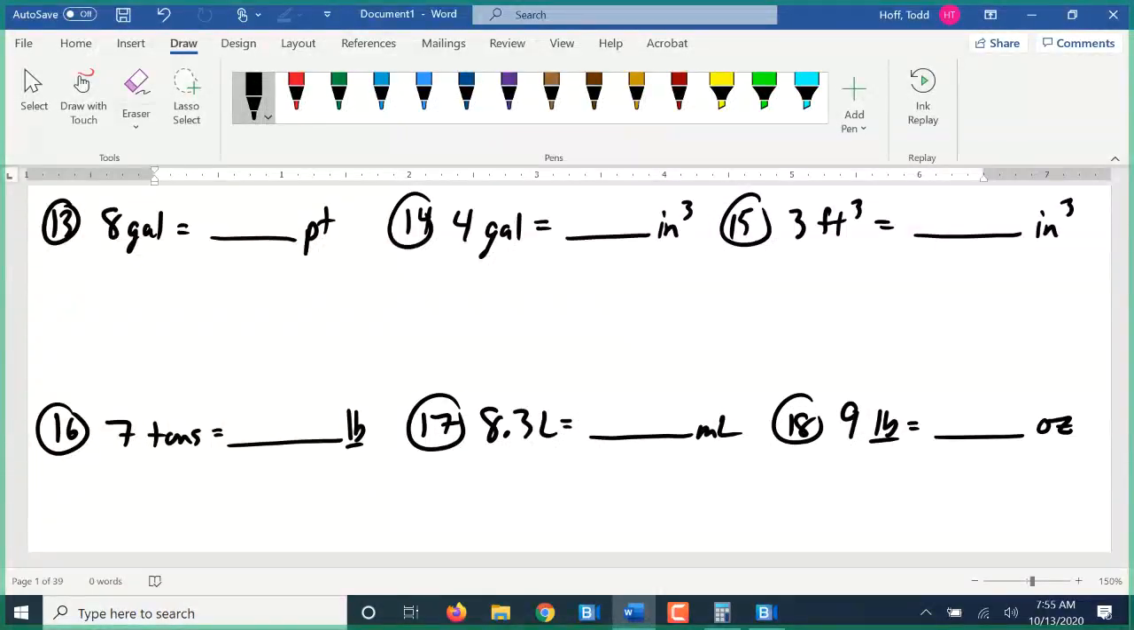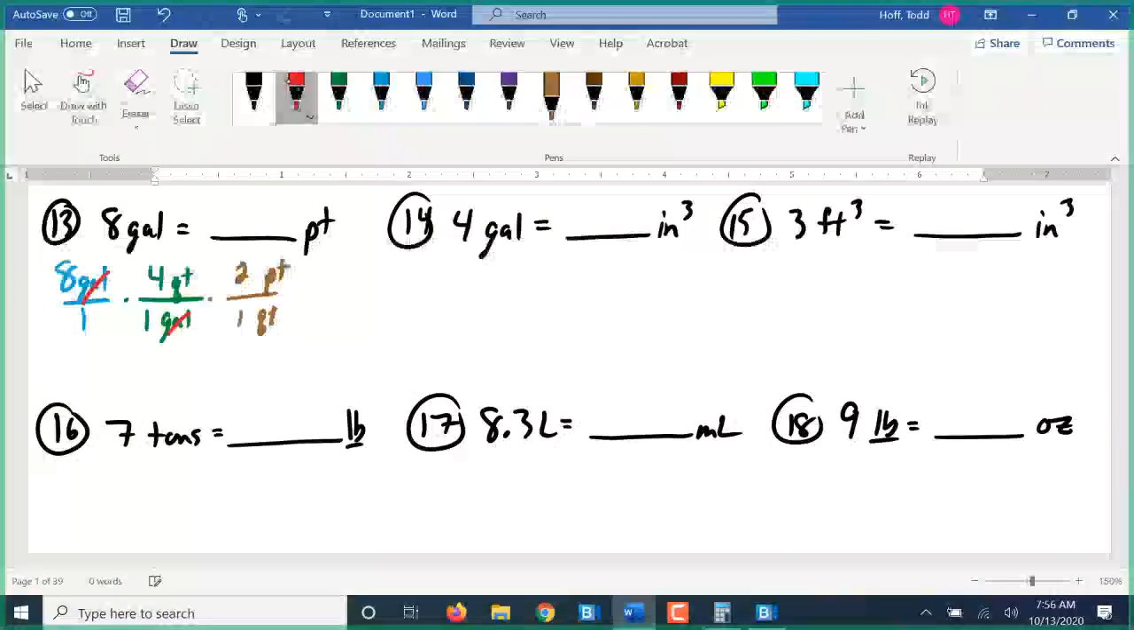Let's take a look, see how you're doing on these. So 8 gallons going into pints. We start out with the 8 gallons over 1. We're getting rid of gallons, so we're going to put them on bottom. We're going to go from gallons into quarts. 1 gallon is 4 quarts. And then we will go from quarts into pints. 1 quart is 2 pints. So now we're in pints. 8 times 4 is 32, times 2 pints is 64 pints. On bottom, 1 times 1 times 1 is 1, so this is just 64 pints.